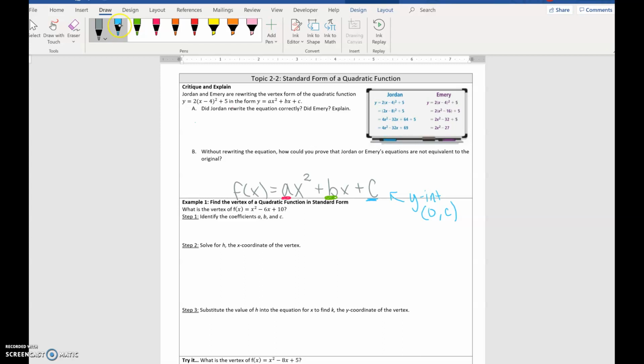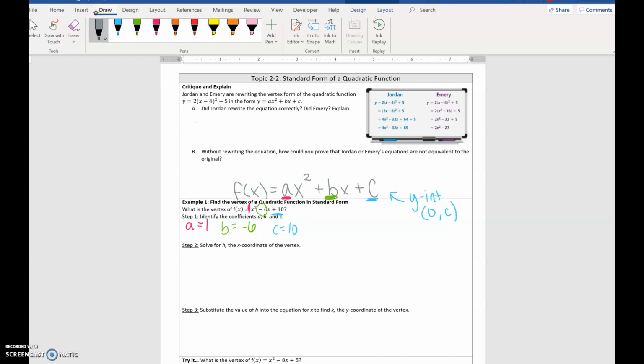So we are going to find A, and so A would equal the number in the front right here, so that's 1. And then we have B would be -6, so B equals -6. And then we have C, which is 10. So we need all of those. Identify A, B, and C. So again, A, 1, B, -6, C, 10.